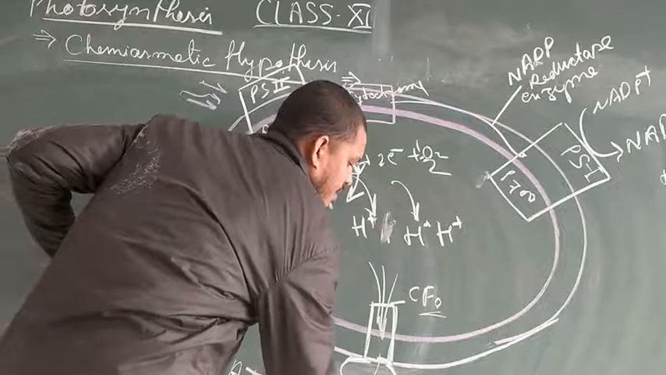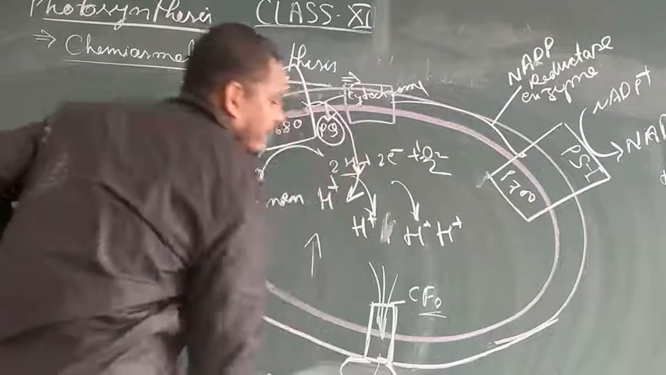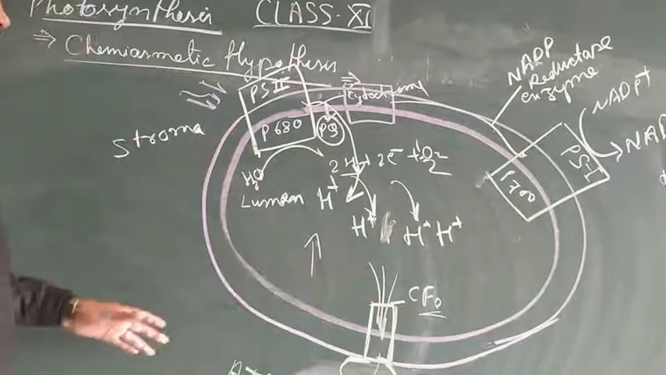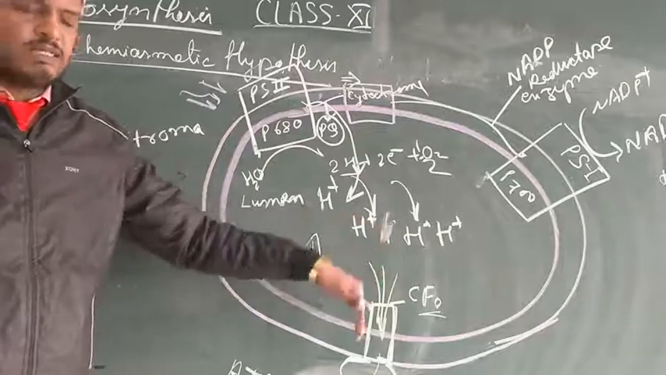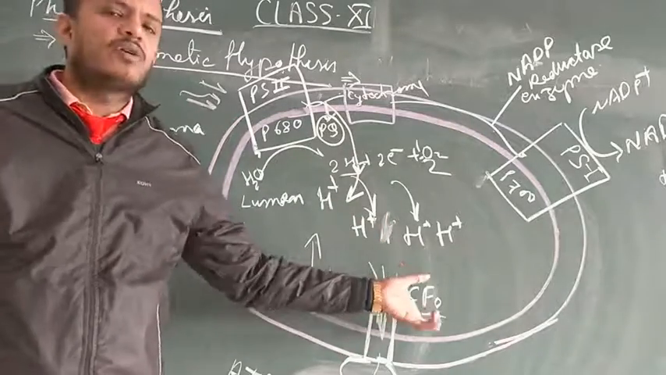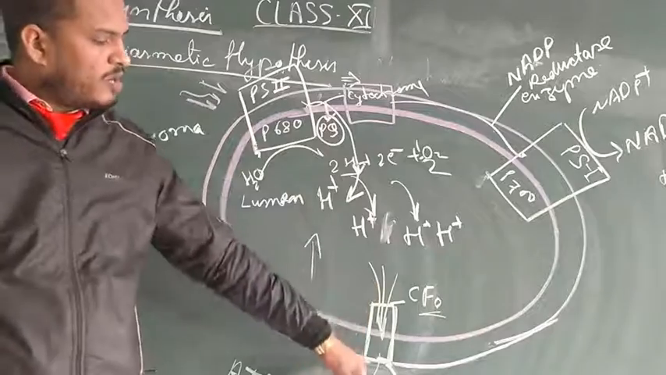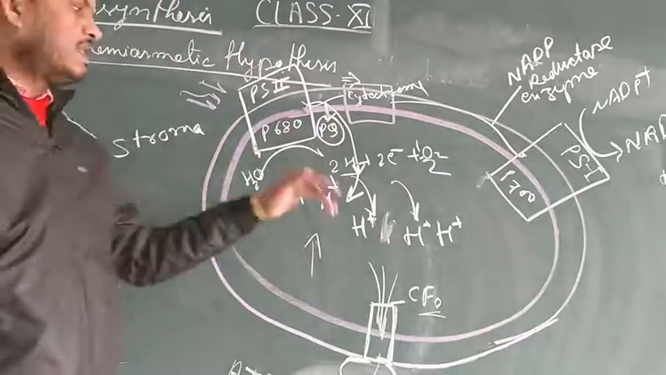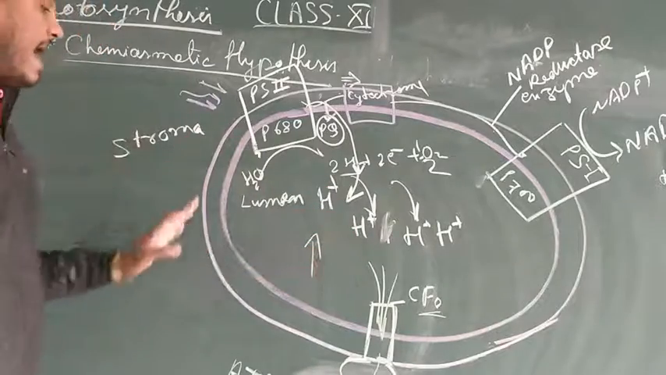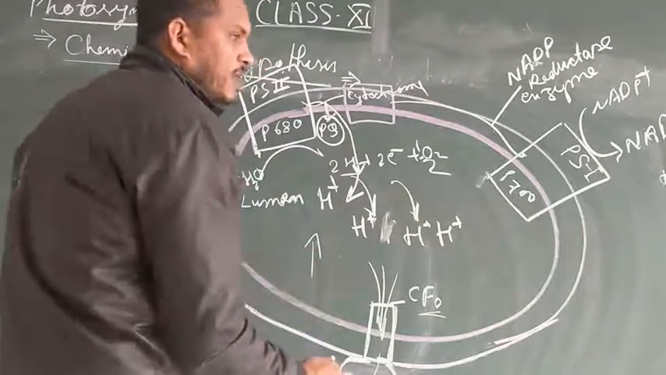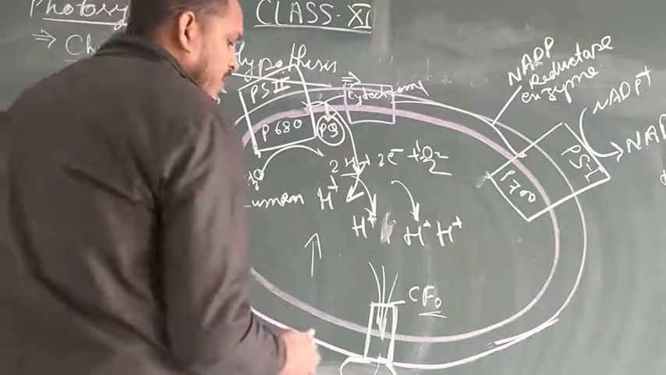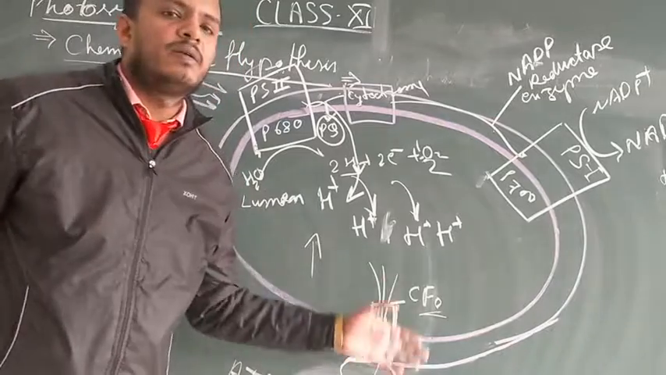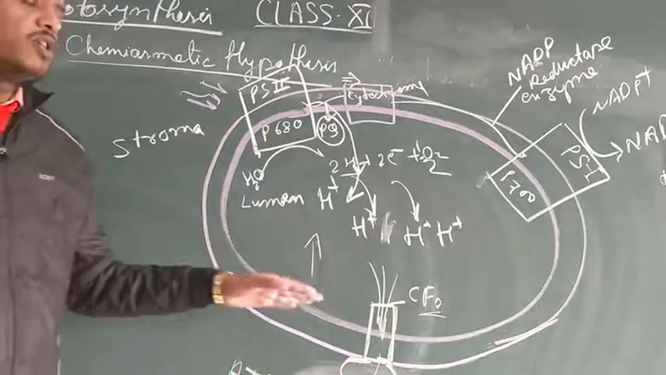ADP plus inorganic phosphate. So what happens when the proton gets inside through this channel, that is F0, and comes out through the CF1 particles, the F1 particles? This hydrogen ion or proton gradient helps the conversion of ADP, that is adenosine diphosphate, with the addition of inorganic phosphate.